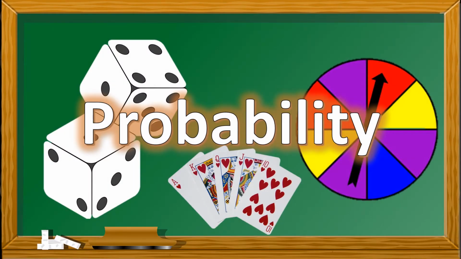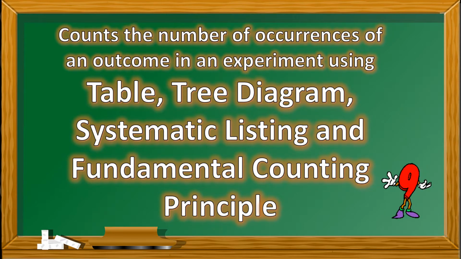So today we're going to discuss counting the number of occurrences of an outcome in an experiment using a table, tree diagram, systematic listing, and the fundamental counting principle. In this topic, you will count the number of occurrences, or simply get the number of outcomes from a certain experiment. So we have four ways: table, tree diagram, systematic listing, and fundamental counting principle. Those are the ways you can use in counting the number of occurrences of an outcome in an experiment. So let's start.